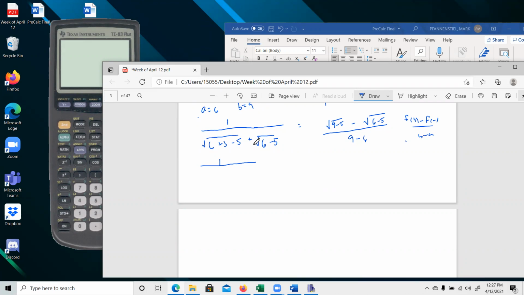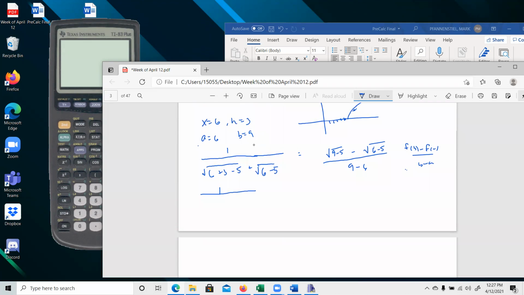So this is 1 over 6 plus 3 is 9. We have the square root of 9 minus 5, the square root of 4, plus the square root of 1. This should be a third, right? Square root of 4 is 2, square root of 1 is 1. So what do you have up top here? Well, 9 minus 5 is 4, square root of 4, minus the square root of 1, all over 9 minus 6, 3. 2 minus 1 over 3, which is a third.